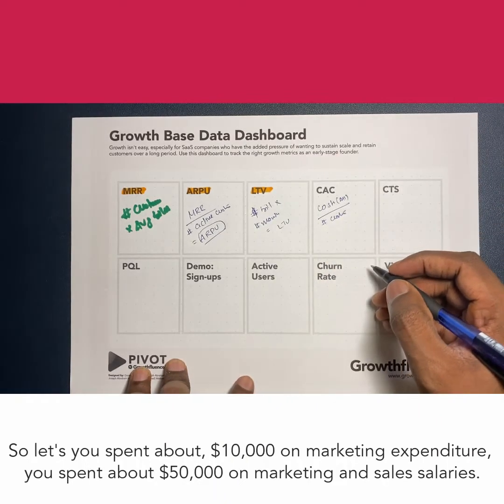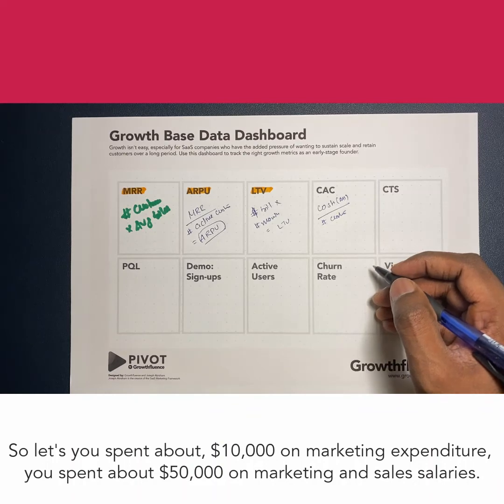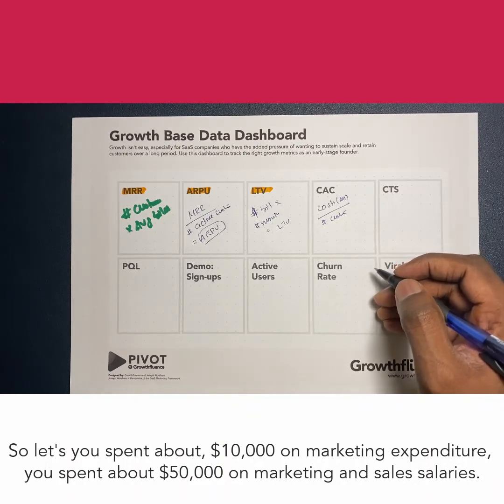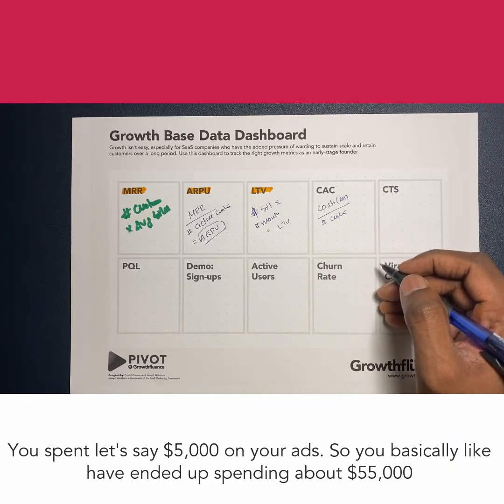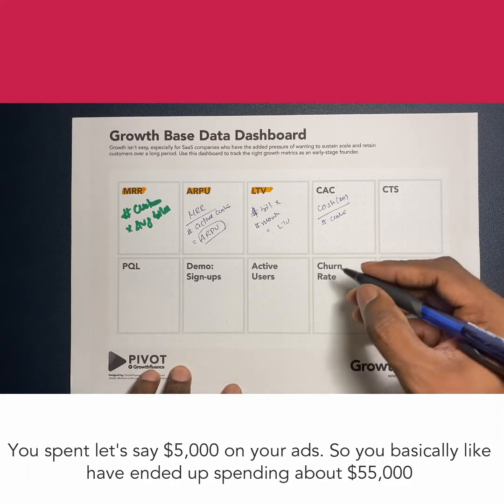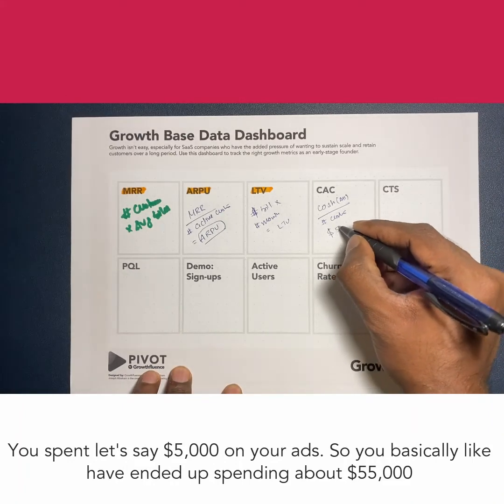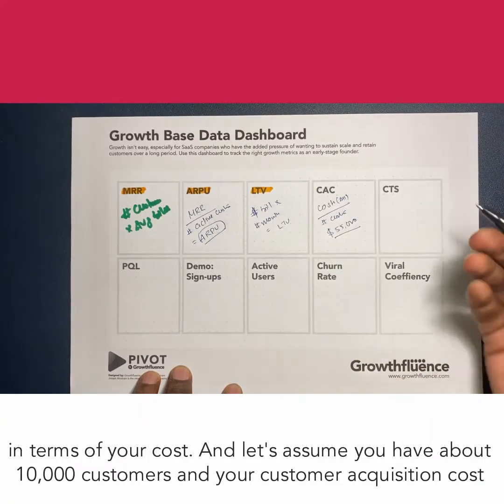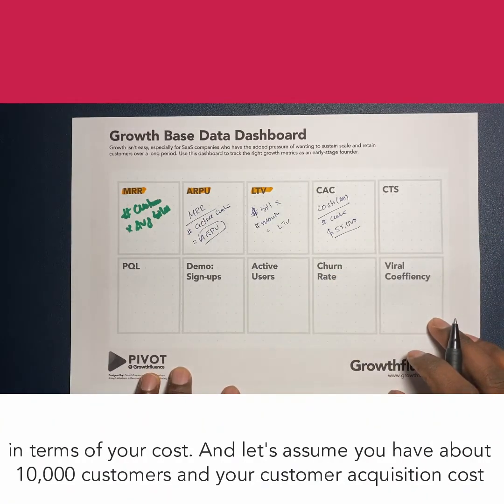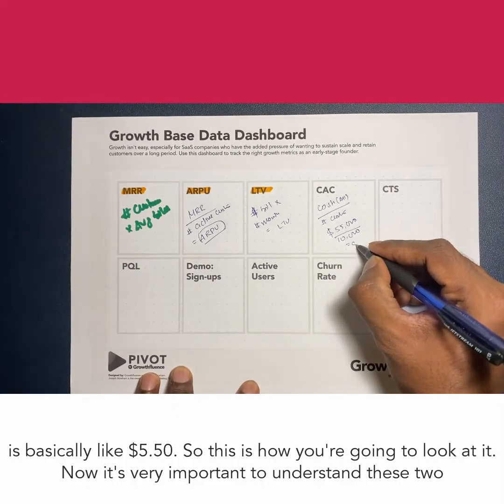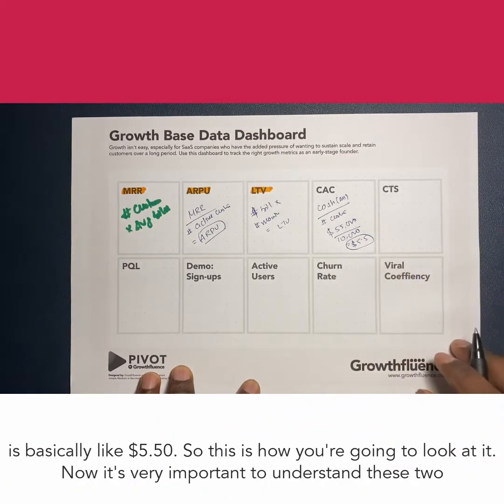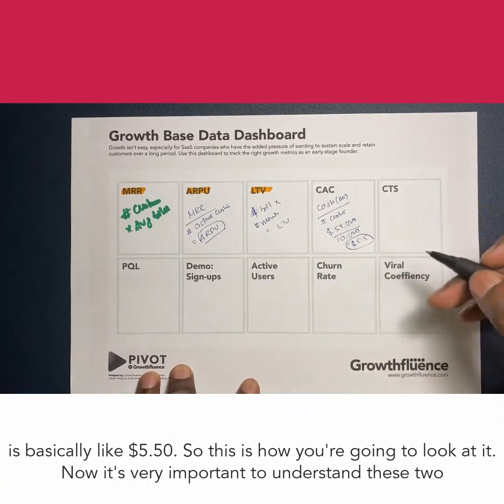So let's say, for example, you spend about $10,000 on marketing expenditure, you spent about $50,000 on marketing and sales salaries, you spent let's say $5,000 on your ads, right? So you basically have ended up spending about $55,000 in terms of your cost. And let's assume you have about 10,000 customers, then your customer acquisition cost is basically $5.5, right? Make sense? So this is how you're going to look at it.